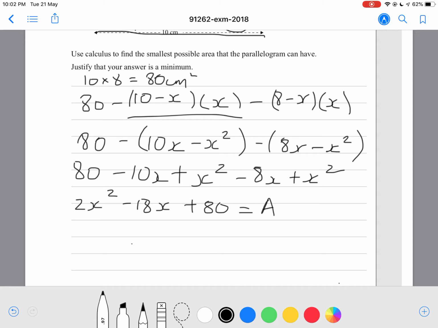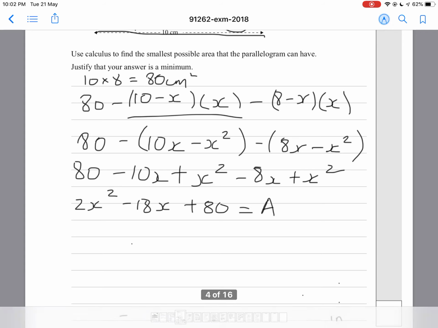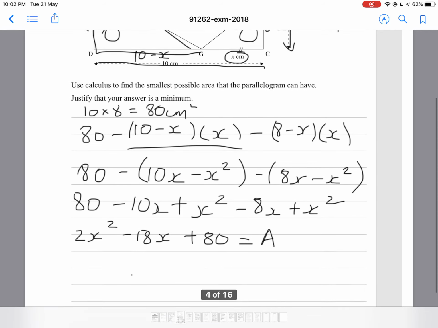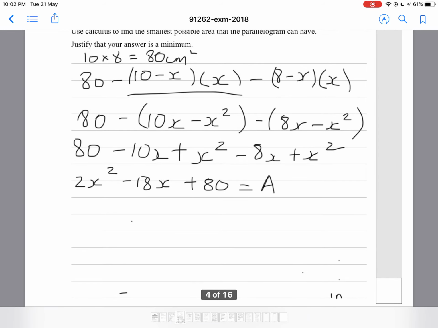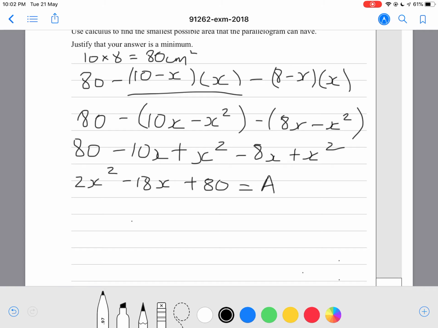Everyone's happy with that? Okay, so now we're going to find the smallest possible area the parallelogram can have. So therefore we're trying to find the turning point of the function. So we have to differentiate to find the gradient function first.